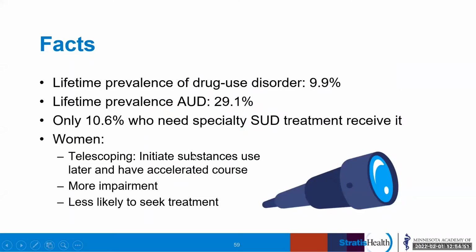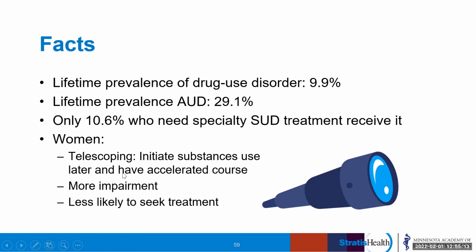So a couple of facts, and we've talked about these before, but I just want to reiterate the third bullet point, what every addiction doctor likes to talk about, that only 10% of people who actually need substance use treatment actually get it. And that doesn't always have to mean intensive inpatient, but any type of assistance and help.